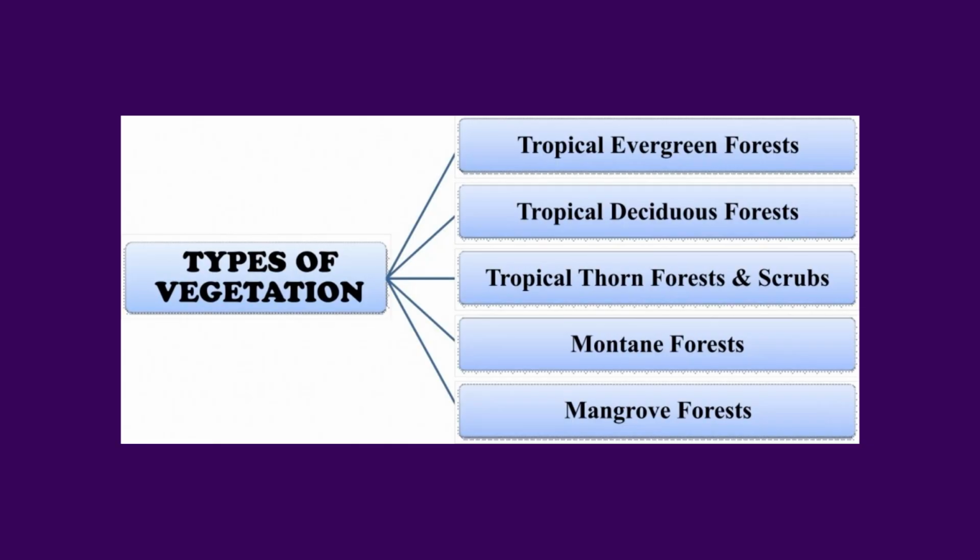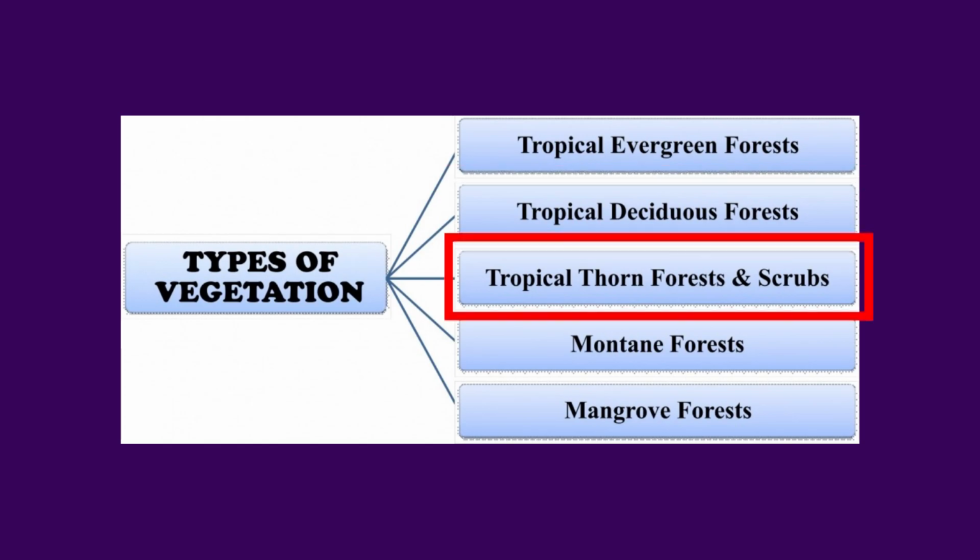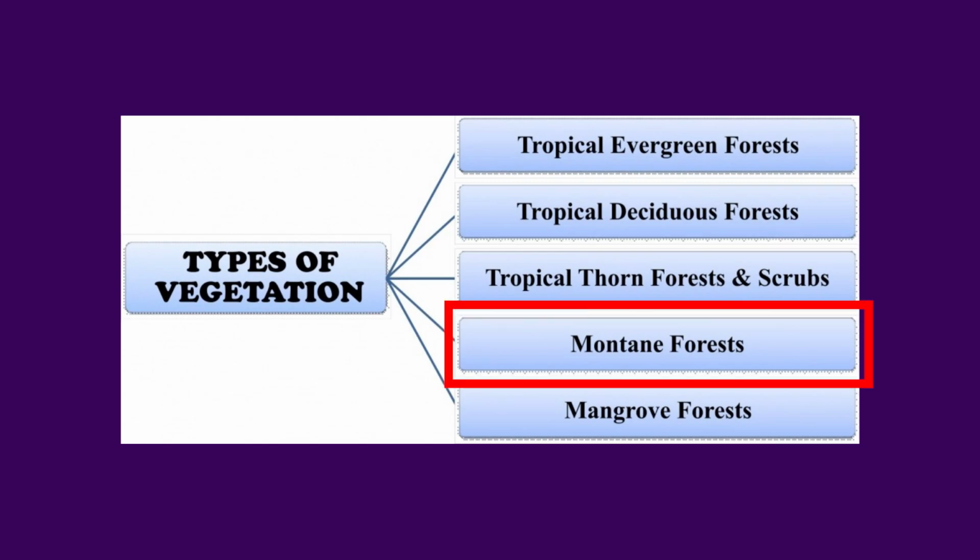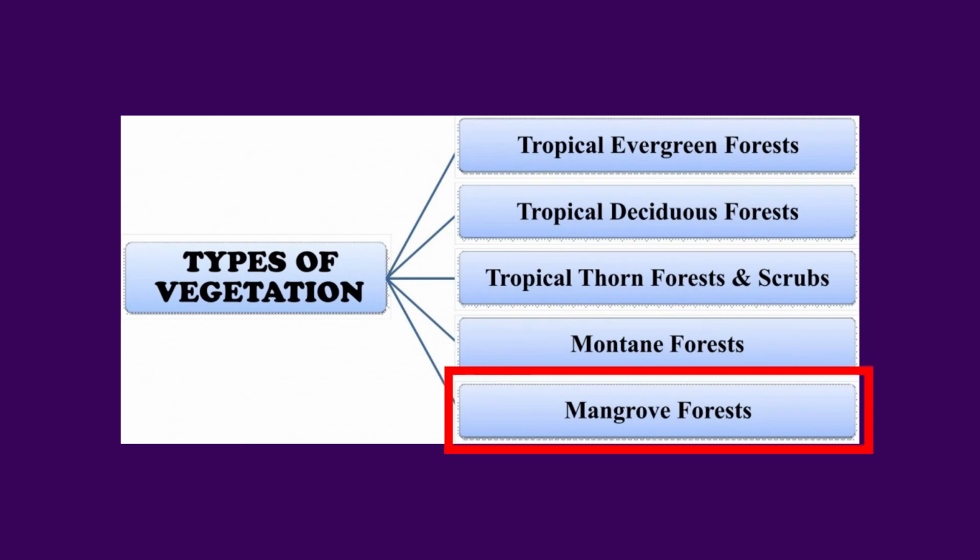Since India experiences varied climatic conditions, according to climatic condition, the natural vegetation of India can be divided into 5 different types. They are tropical evergreen forest, tropical deciduous forest, tropical thorn forest and shrubs, or tropical dry deciduous forest, montane forest and mangrove forest. Let us discuss these 5 different types of natural vegetation in India one by one.